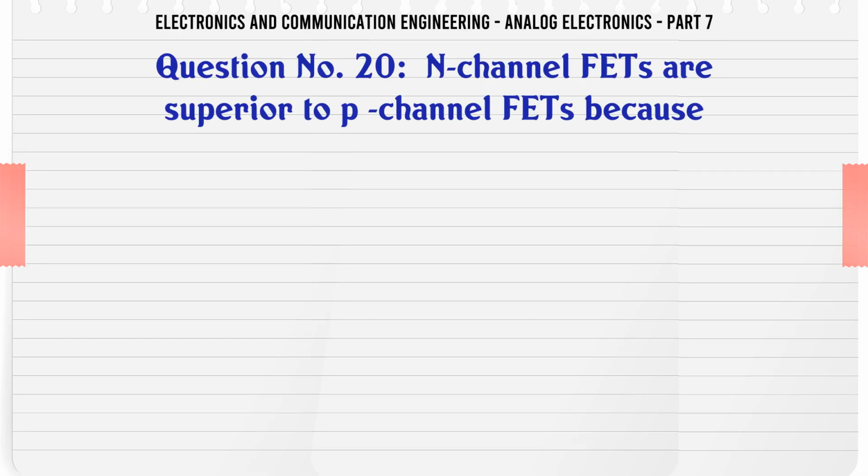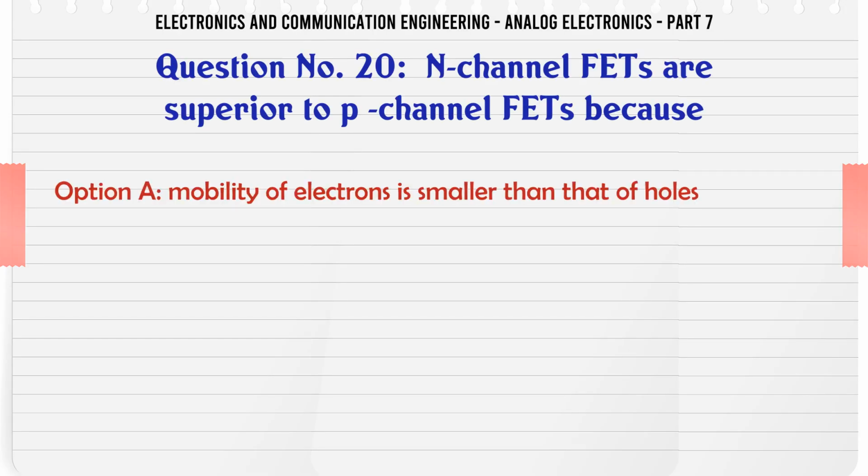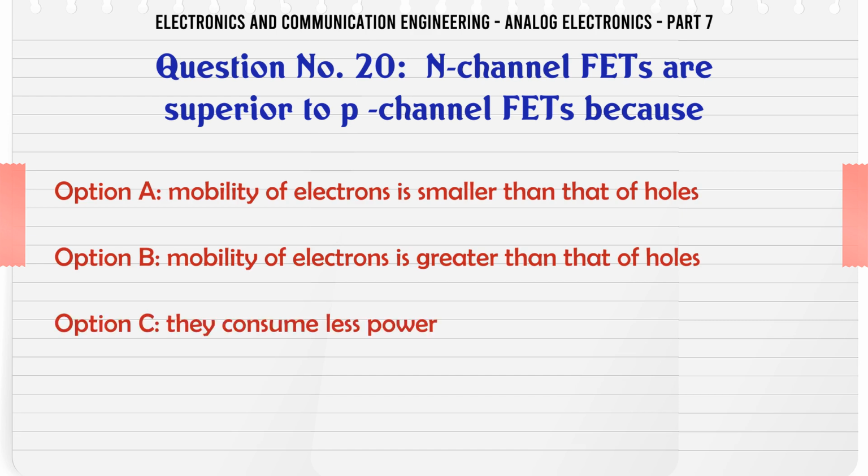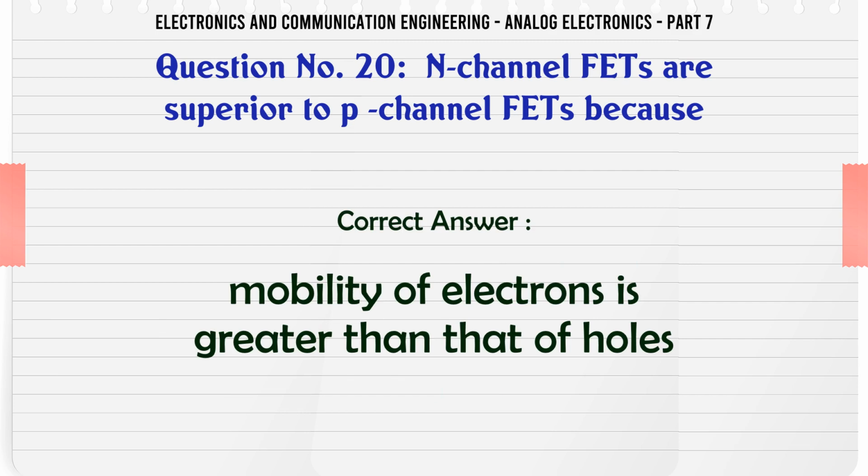N-channel FETs are superior to P-channel FETs because A. Mobility of electrons is smaller than that of holes. B. Mobility of electrons is greater than that of holes. C. They consume less power. D. They have high switching time. The correct answer is mobility of electrons is greater than that of holes.